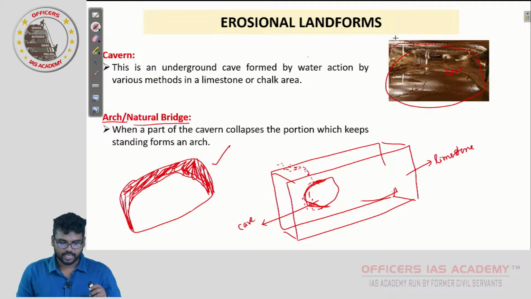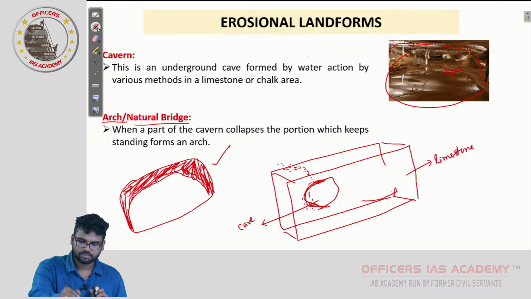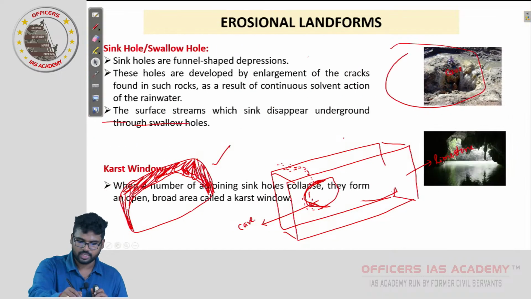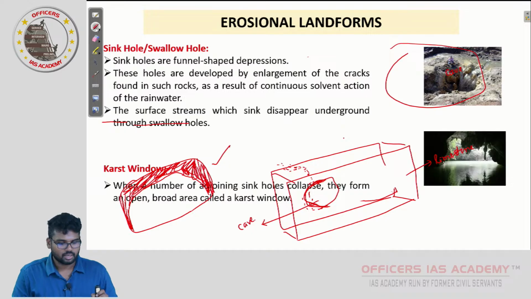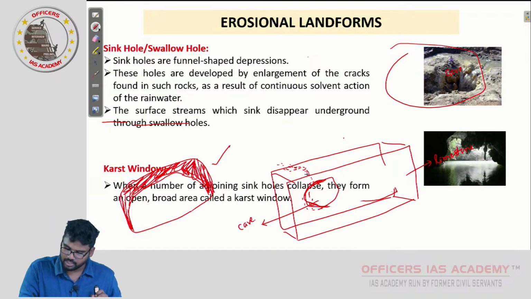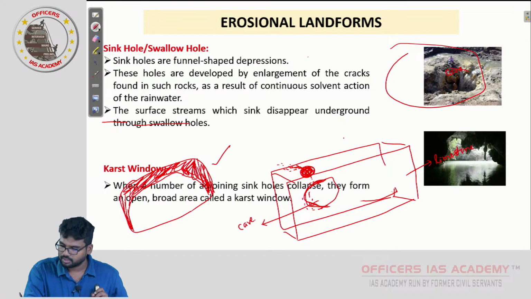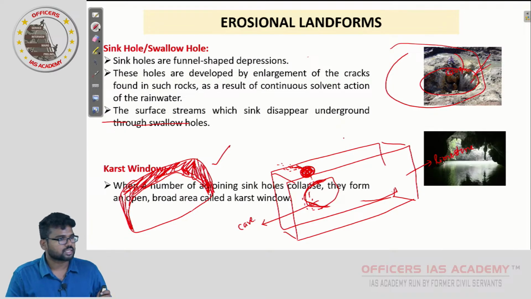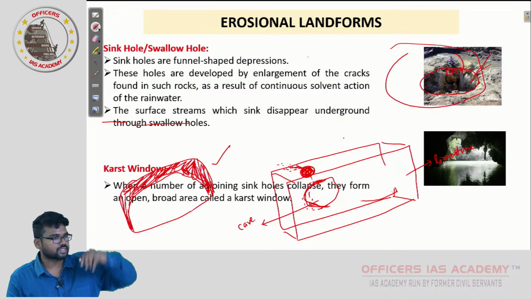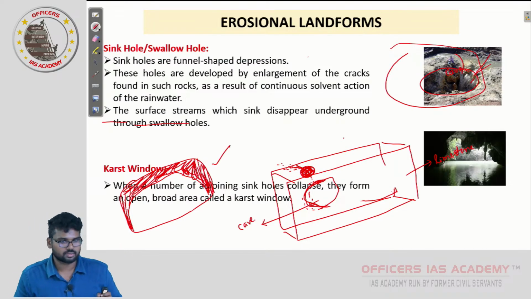Okay, then the next one is sink hole or swallow hole. Generally these are on the surface. Let's say here water is sinking and slowly here it might create a depression and a big hole can be created through which water is going to sink. Here you can see the water is entering into it. So the ones on the surface are called sink holes.